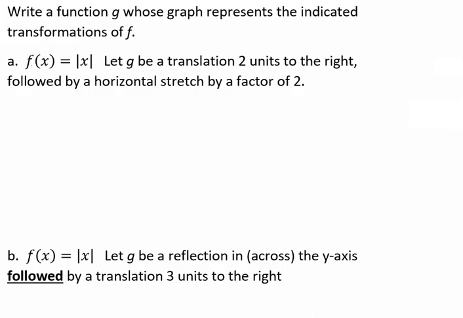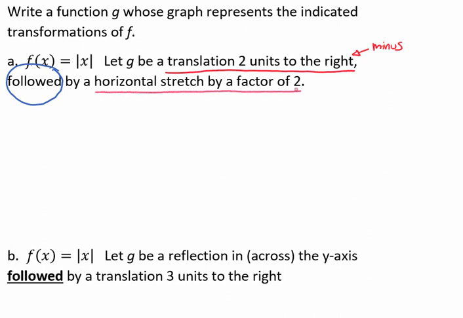Coming back to our problem, we see that there are two things that we're going to be doing. We're going to be doing a translation 2 units to the right. So remember, to the right means we're going to see a minus sign there. And then it says followed by, which means we're going to have 2 different steps here. Then we're doing a horizontal stretch by a factor of 2. And because it's a horizontal stretch, we're not going to be using a 2 in our equation, but its reciprocal, which is 1/2. So basically, we're going to be doing 2 pieces, 1, 2.